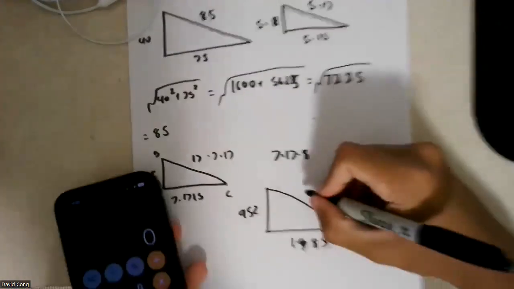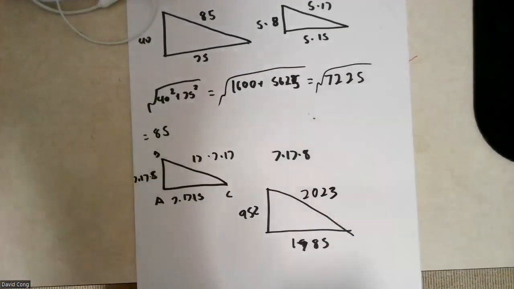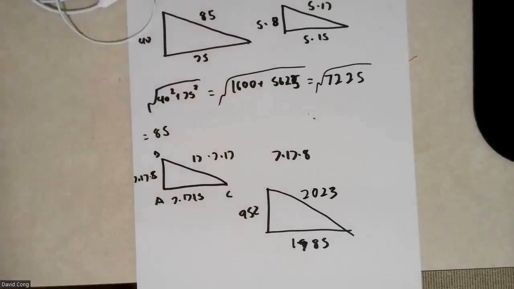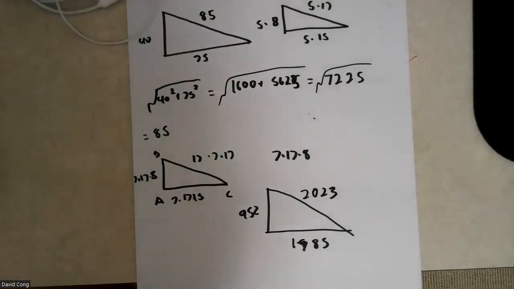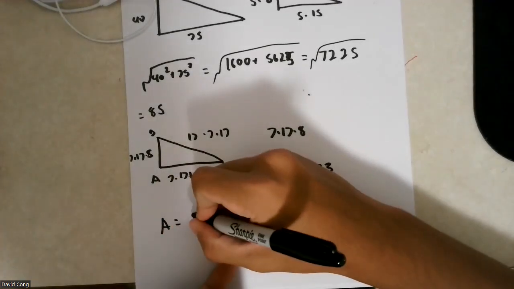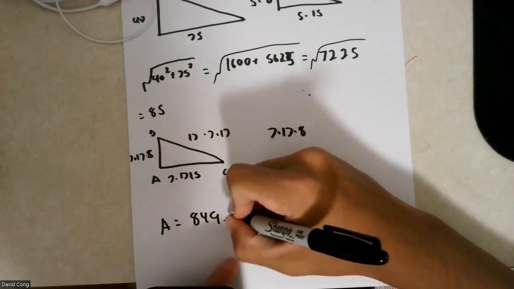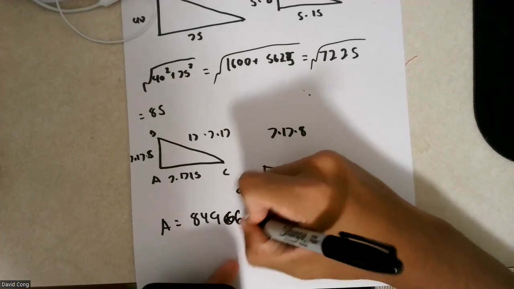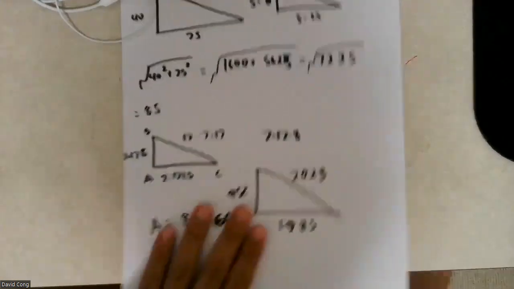1785, and exactly what we wanted, 2023, through similarity. But they want the area. Once again, I don't want to do this by hand. I'm lazy. So I'm going to use a calculator. So the area is equal to 849,660.